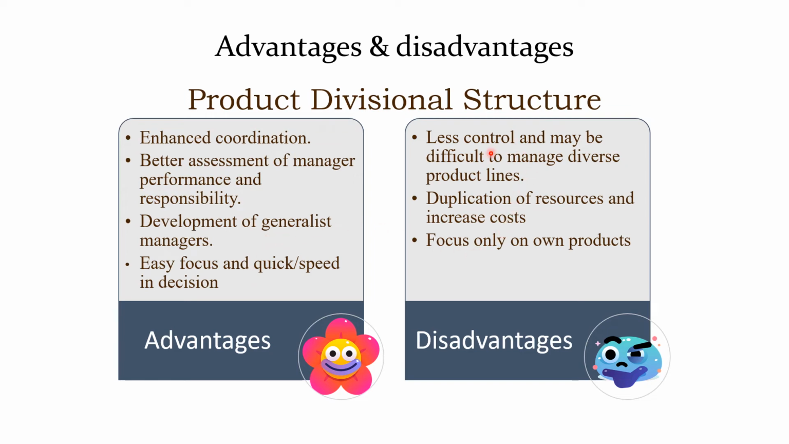However, there is less control and it may be difficult to manage diverse product lines. Sometimes there is duplication of resources and increased cost, because you will have many employees doing marketing but focusing on their own products only. So it can be redundant and not cost effective. Instead of doing one marketing effort for all the products, you choose to focus only on your own product.